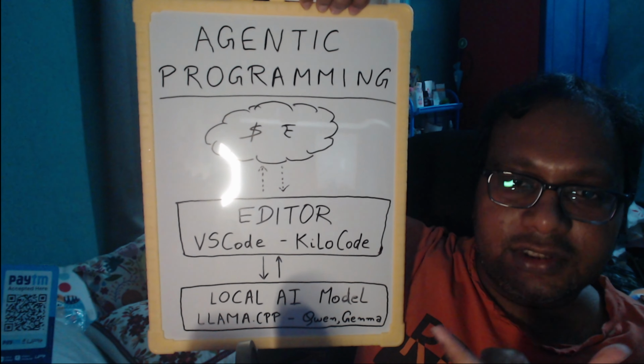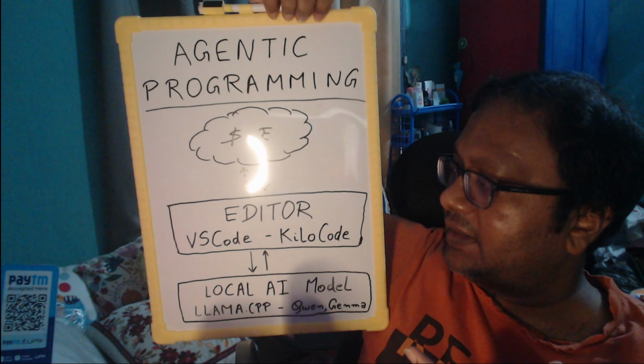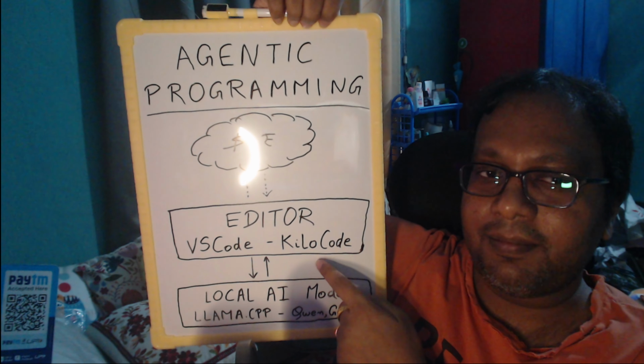Well, hello everyone. Today we are here to learn about AI agentic programming without using cloud API credits. Yes, all local, all agentic, all AI models running from your system. You will use some editor for coding, either Cursor or VS Code. We'll be using VS Code and the Kilo Code plugin along with that.